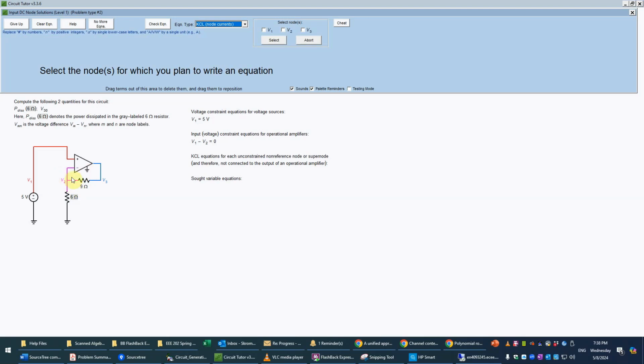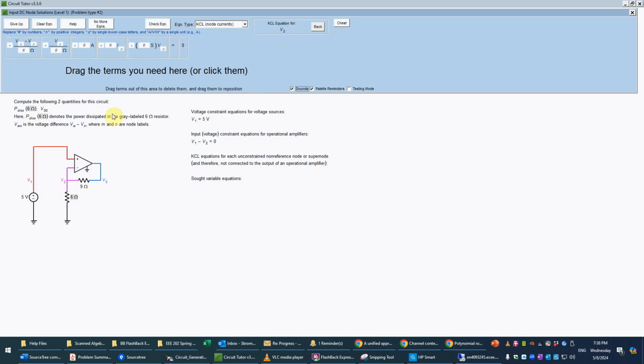Instead, we're going to write a KCL equation for node 2. So I'll select node 2 there, and that's allowing me to do it. So basically, node 2, remember that it might look like there's 3 things connected. There's the 9 ohm and the 6 ohm and the negative input. But again, we have to remember there is no current through that negative input for an ideal op-amp. And a real op-amp might have a very small current there, like picoamperes or something, but it's not going to be important for our purposes. So we're going to neglect that entirely.